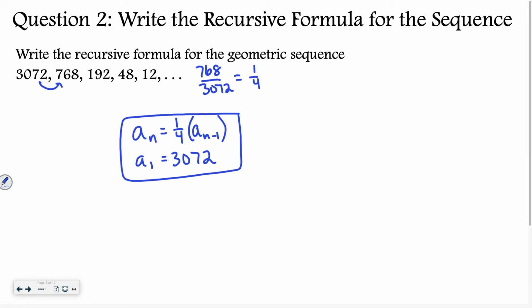Okay, for this one, hopefully you came up with a common ratio of 1/4, and you said A of n equals 1/4 times A of n minus 1. Okay, and then you said the first term is 3072. If you have questions about that, please be sure to reach out and ask for some help.